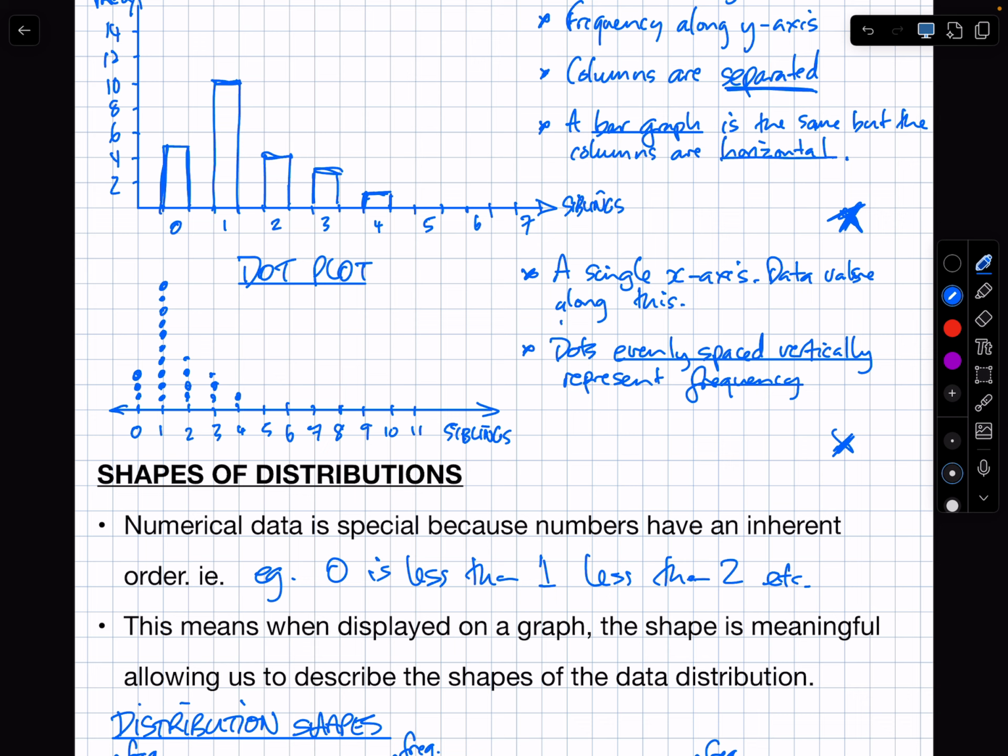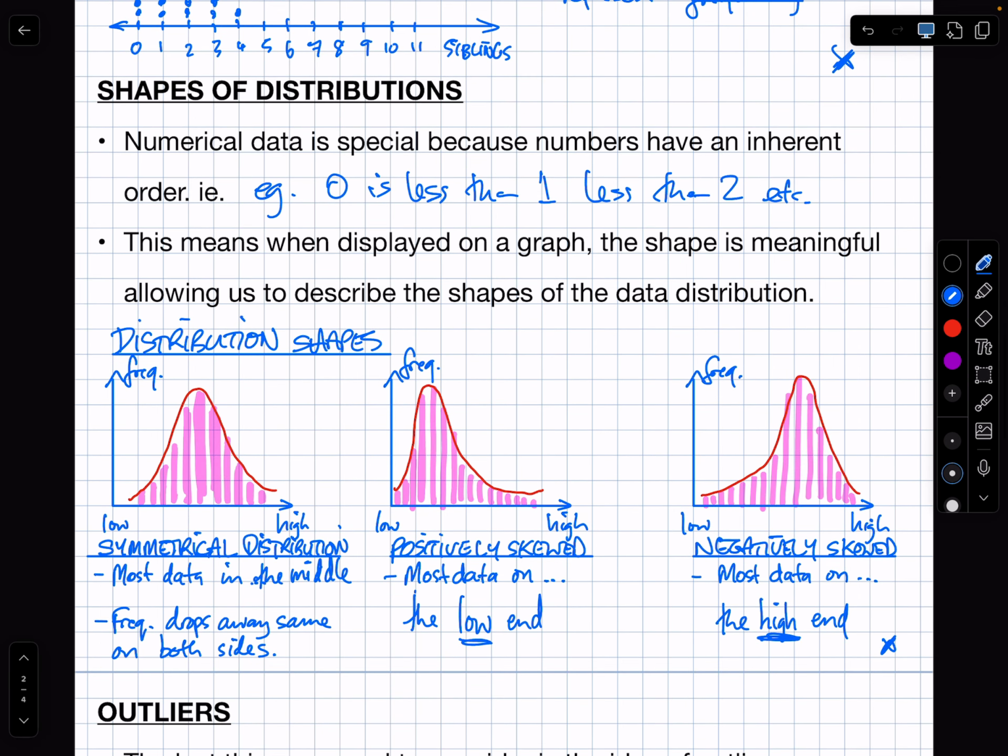If the data is numbers, is it always going to have a very particular shape? Why? Because 0 comes first, then 1 comes next. I don't get to choose them, right? So if you're dealing with numerical data, shapes have a meaning.